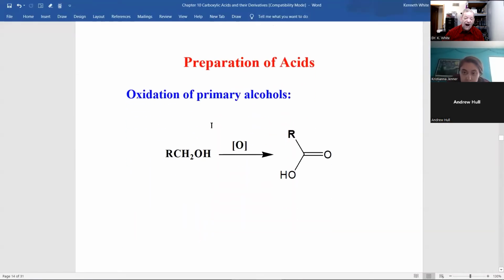Now, how do you make a carboxylic acid? All right, not to be confused with today's test, where primary alcohol oxidized gives an aldehyde. If you take a primary alcohol, oxidize it, you can get a carboxylic acid.